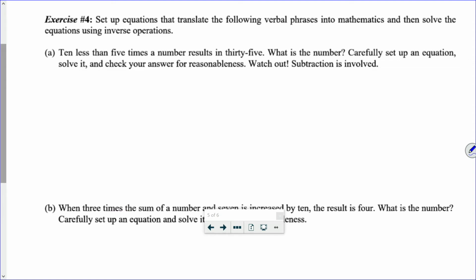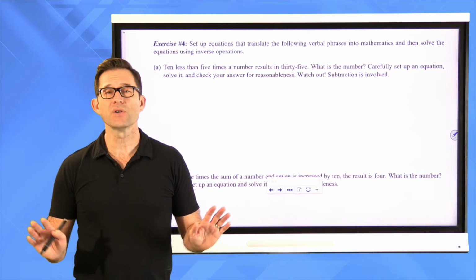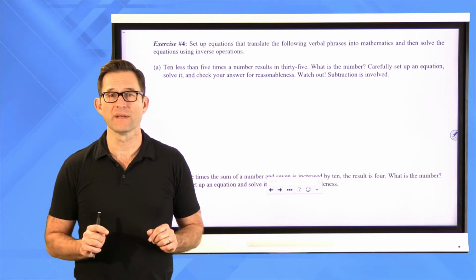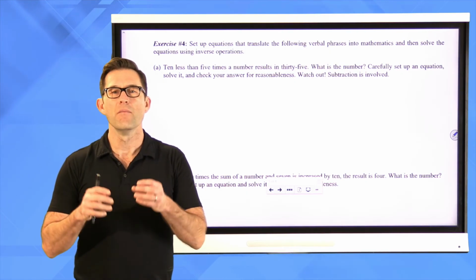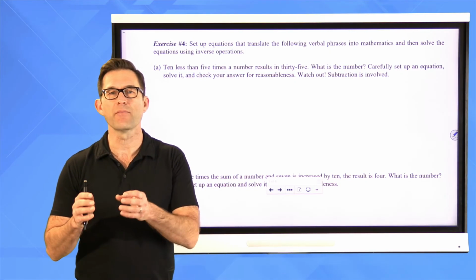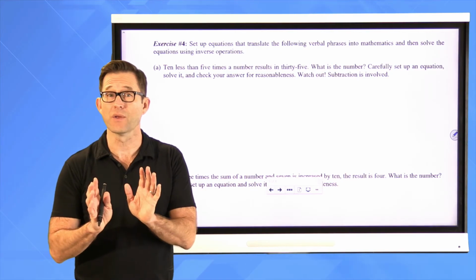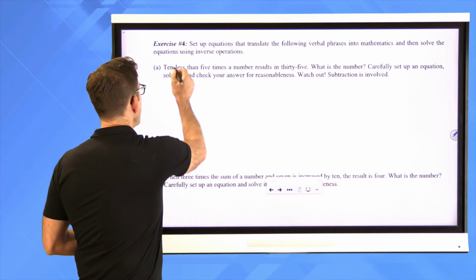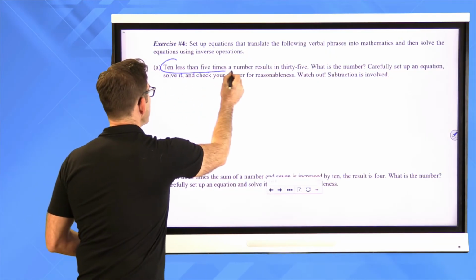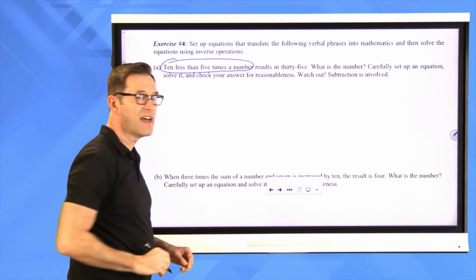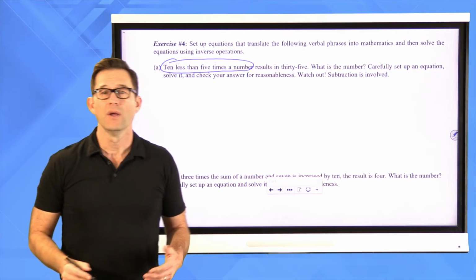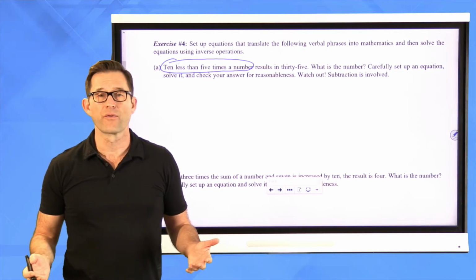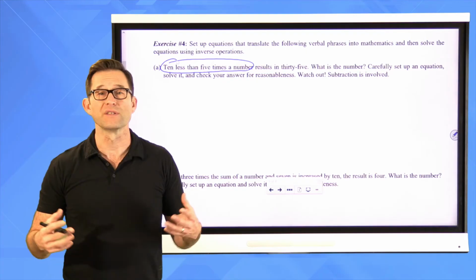We'll talk about that in a little bit. Watch out, subtraction is involved. All right, so we got some practice a few lessons back on translating English phrases into mathematical expressions. Not equations, but expressions. And you can see that right away in here where we see 10 less than 5 times a number. So how do we translate that into a mathematical expression?